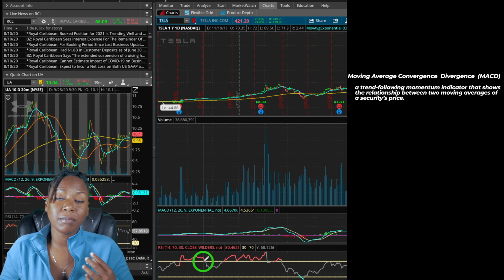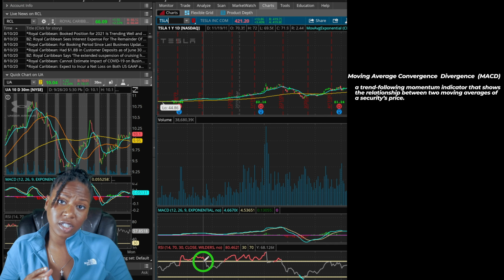You have the MACD, or the moving average convergence divergence, and that basically follows trends, and it's just going to show you the strength of a trend. I'm not going to get into all of that right now.